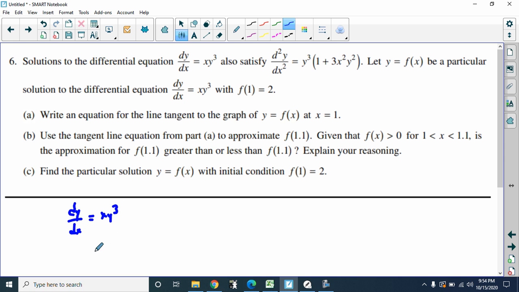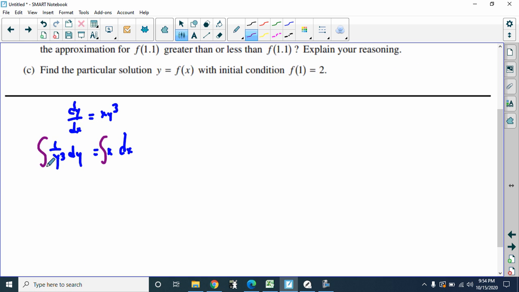I'm going to multiply the dx over. Oops, I left the x off. And divide by y cubed. Next, we integrate both sides. Rewrite that as y to the negative third. Remember, we have plus c on this side and plus c on this side over here. Usually we just put the plus c on the side with the x's.